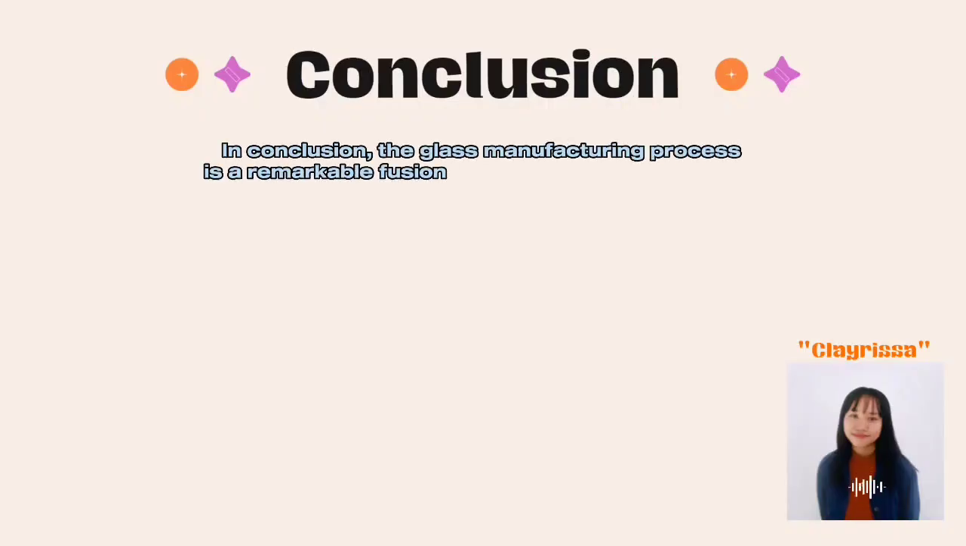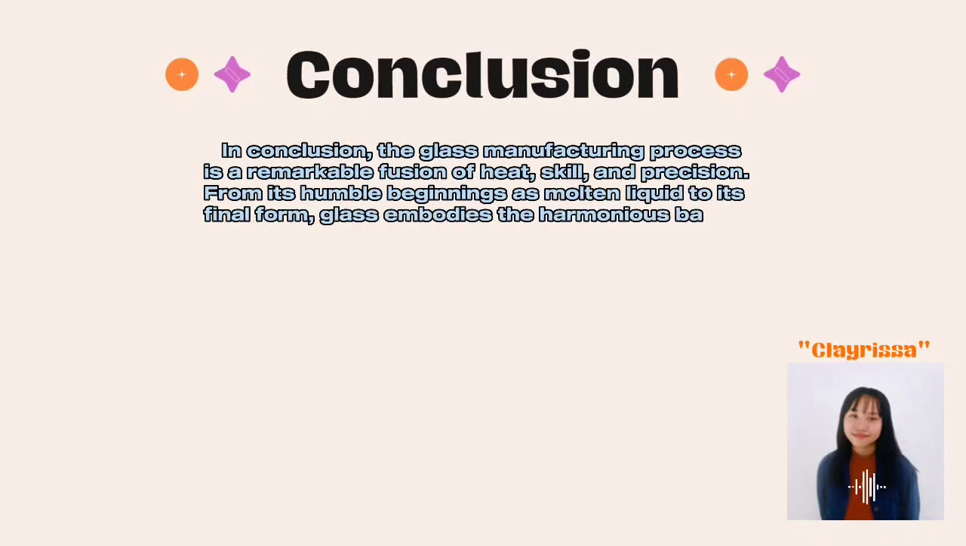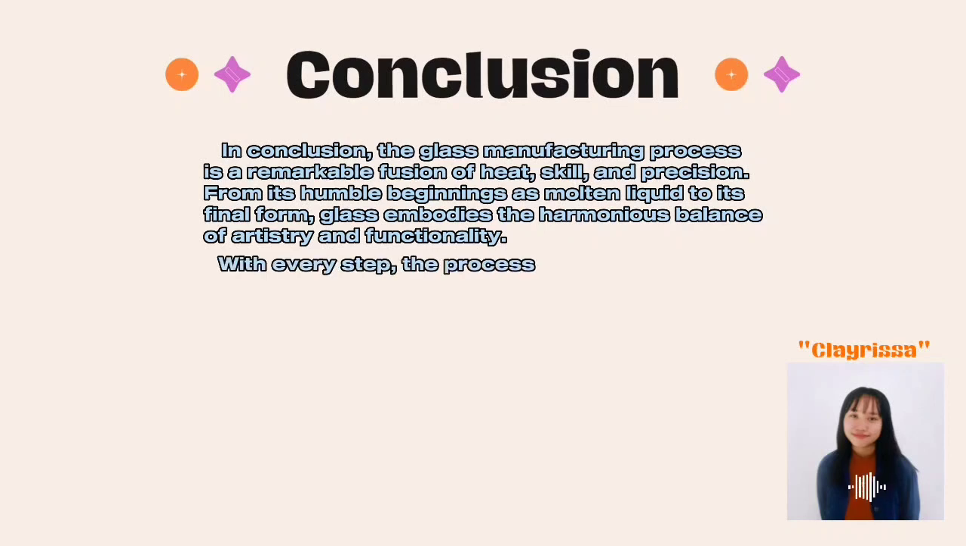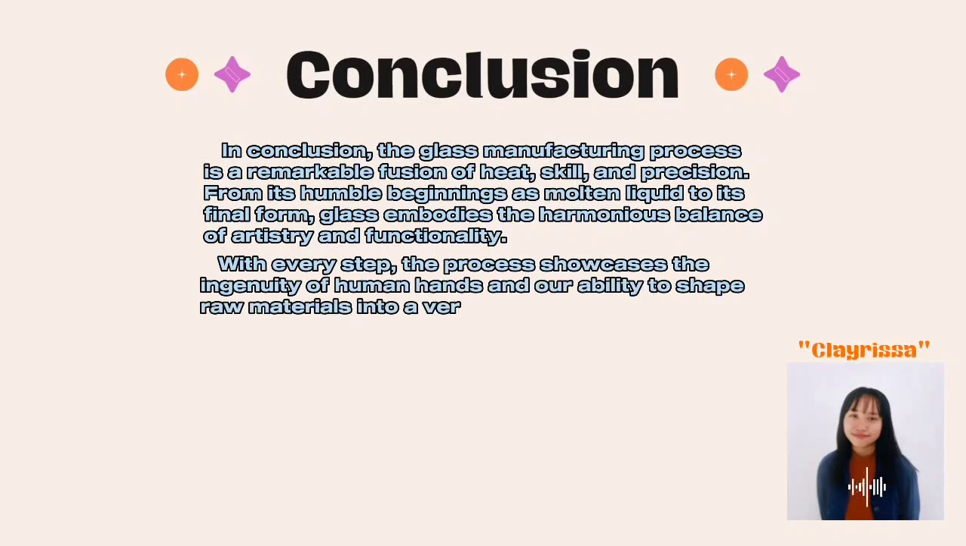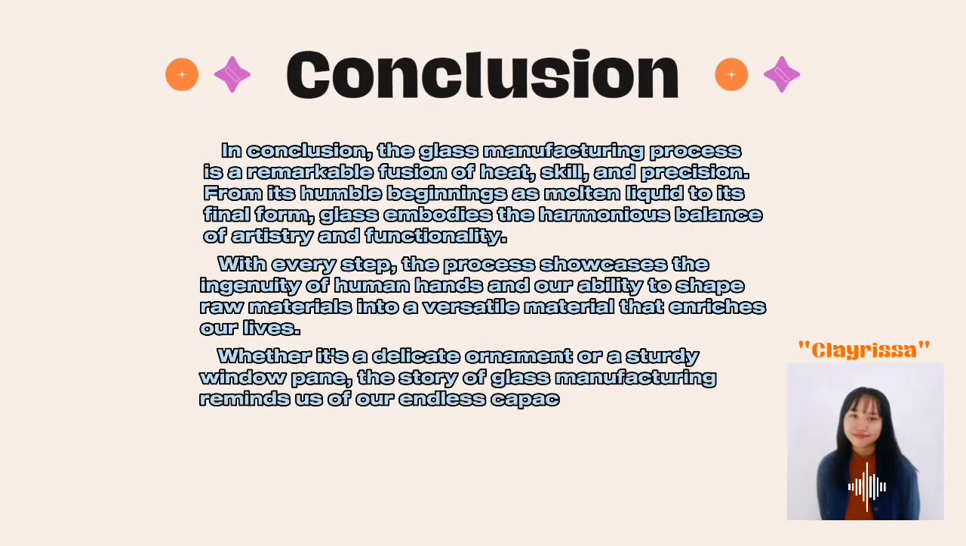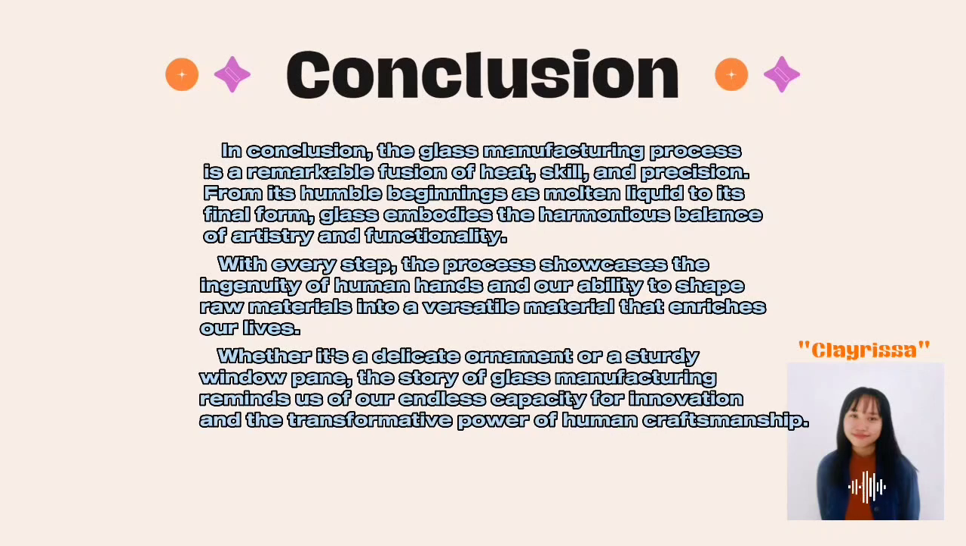In conclusion, the glass manufacturing process is a remarkable fusion of heat, skill and precision. From its humble beginnings as molten liquid to its final form, glass embodies the harmonious balance of artistry and functionality. With every step, the process showcases the ingenuity of human hands and our ability to shape raw materials into a versatile material that enriches our lives. Whether it's a delicate ornament or a sturdy window pane, the story of glass manufacturing reminds us of our endless capacity for innovation and the transformative power of human craftsmanship.